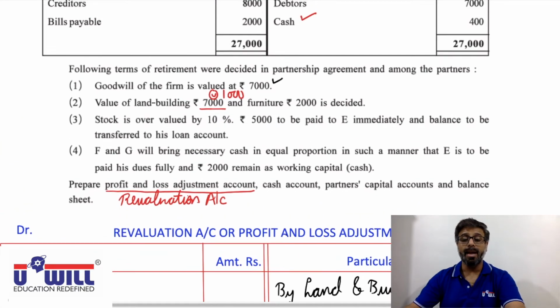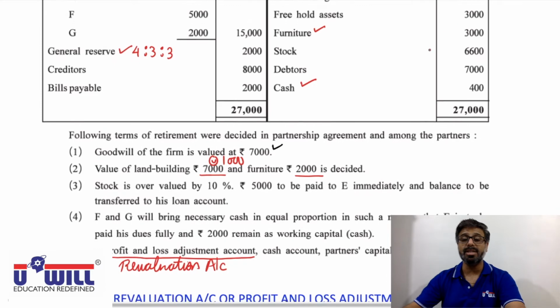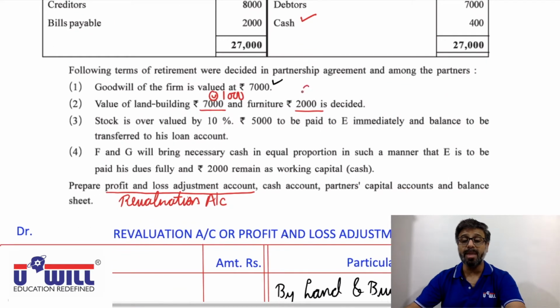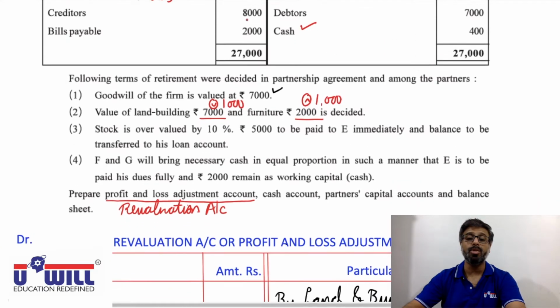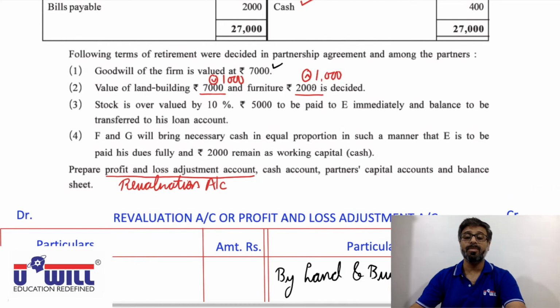Next, furniture of rupees 2000 is decided. Put a tick on furniture in the balance sheet. You can see it is 3000. Now the 3000 furniture is now 2000. So should we be happy or sad? We should be sad. Here there is a loss of 1000. From 3000 it has become 2000. Now sad means we will debit revaluation account. And what will you credit? To furniture account with the loss of 1000.